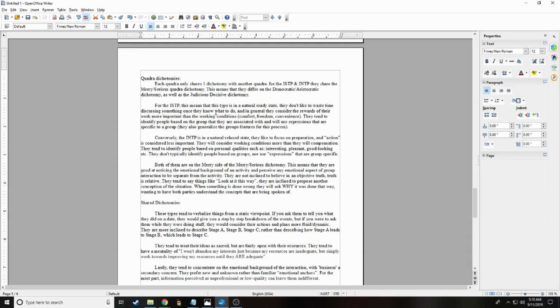They tend to identify people based on the group that they are associated with and will use expressions that are specific to a group. Conversely, the INTP is in a natural, relaxed state. They like to focus on preparation, and action is considered less important. They're only active during the times they need to be. They will consider working conditions more than they will compensation. They tend to identify people based on personal qualities, such as interesting, pleasant, good looking, and so on and so forth.